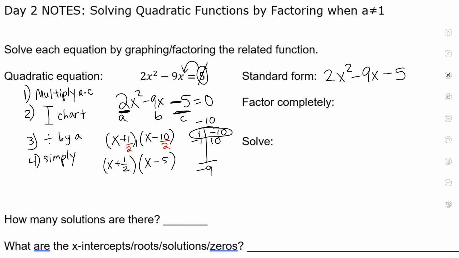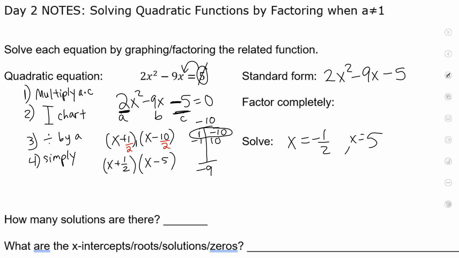Okay, now if I want to solve, what did we do yesterday if we wanted to solve? Yep, you just switch the signs. So x will be, what's opposite of 1/2? -1/2. What's opposite of -5? +5. So those are my answers. X equals -1/2 and x equals 5.